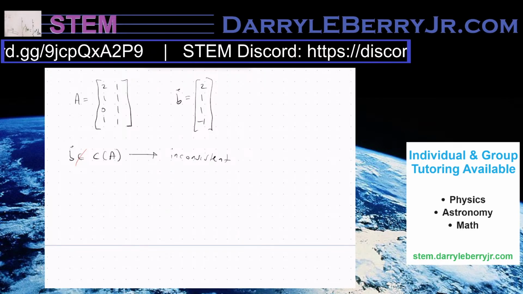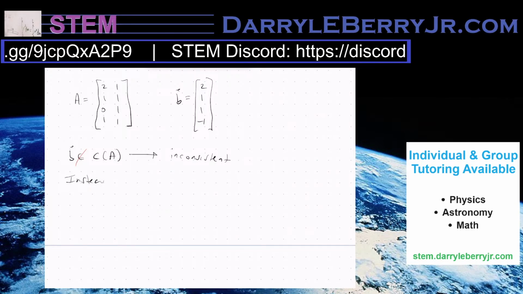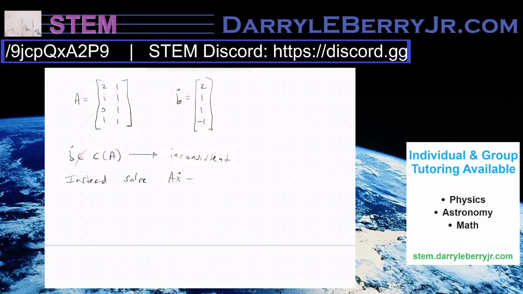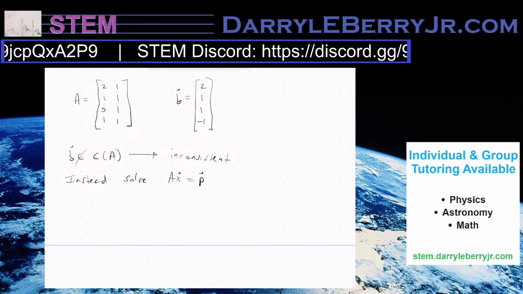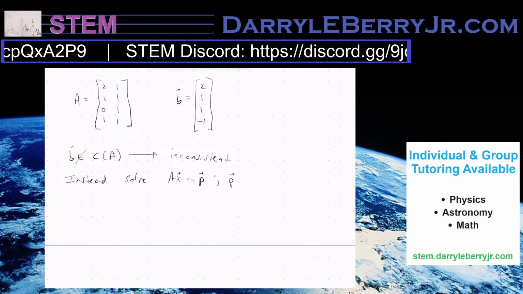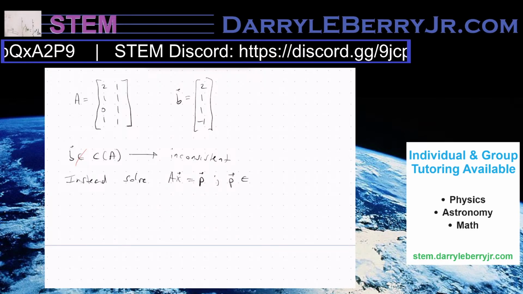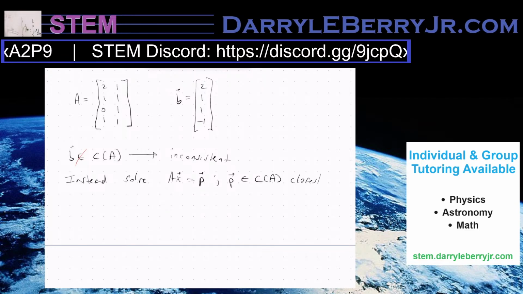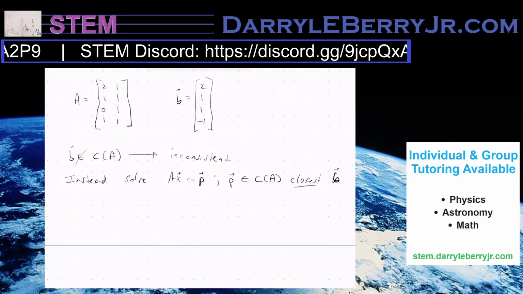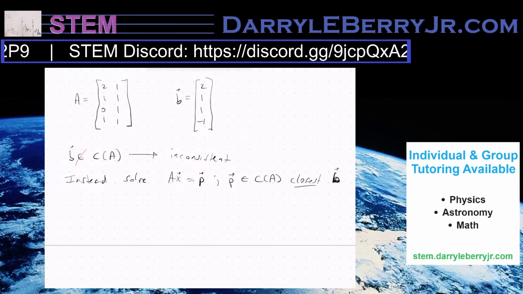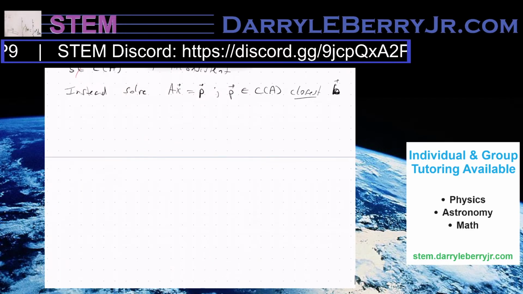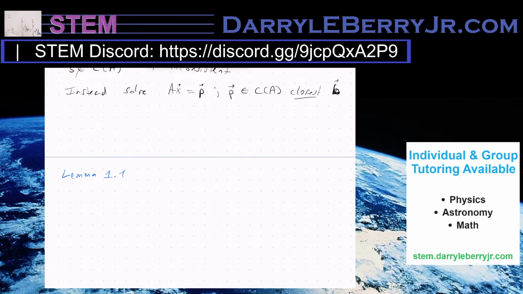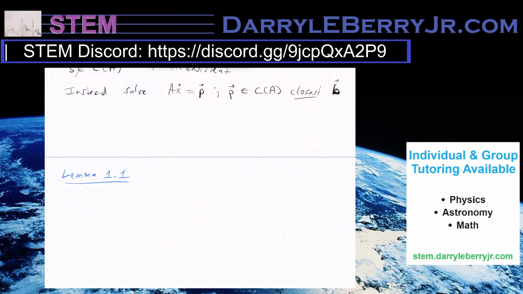Right. So instead, we're going to solve AX equals P, where P is in the column space of A. Both are vectors, as is B. So that seems very important to have that in bold. All right. So they give us a lemma, 1.1, about this principle.